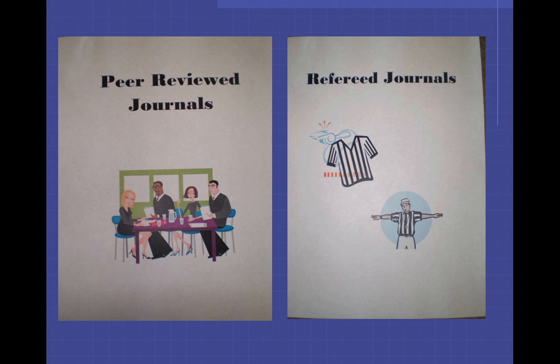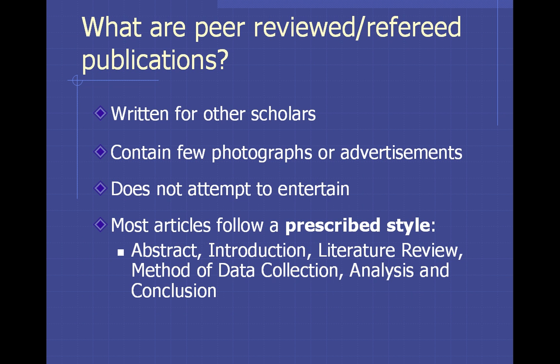The first type of source that we're going to evaluate is we're going to take the journal realm. Journals are broken down into two categories: scholarly journals and peer-reviewed and also refereed journals. What is a peer-reviewed refereed journal? These are journals that are written for other scholars. They usually have authors with credentials, usually contain few advertisements or photographs, and the articles are research focused, so they're not meant to entertain.